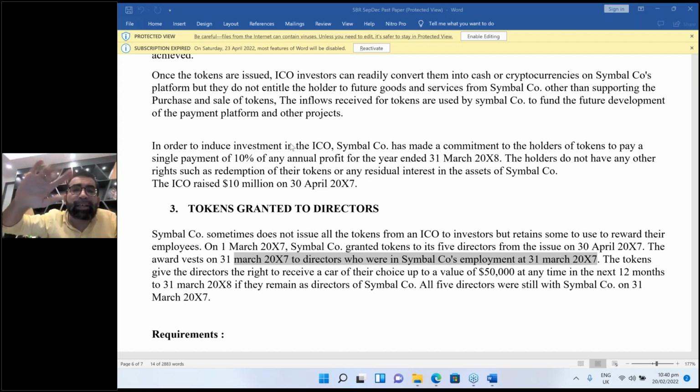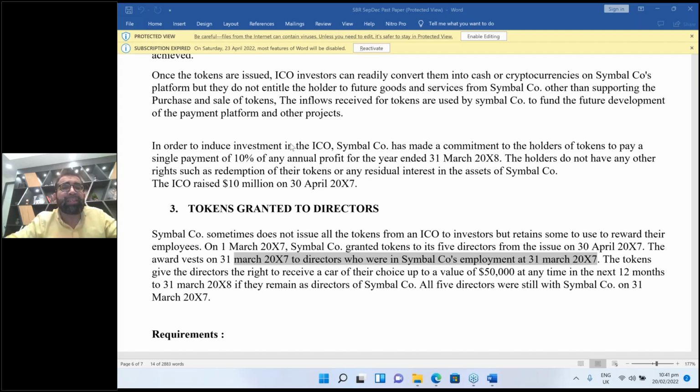Think over IAS 19: short-term benefits, long-term benefits, termination benefits, and post-employment benefits. Hope you have studied these 4 types. So now you have to decide which type this is. This is the first type, which is short-term benefits.